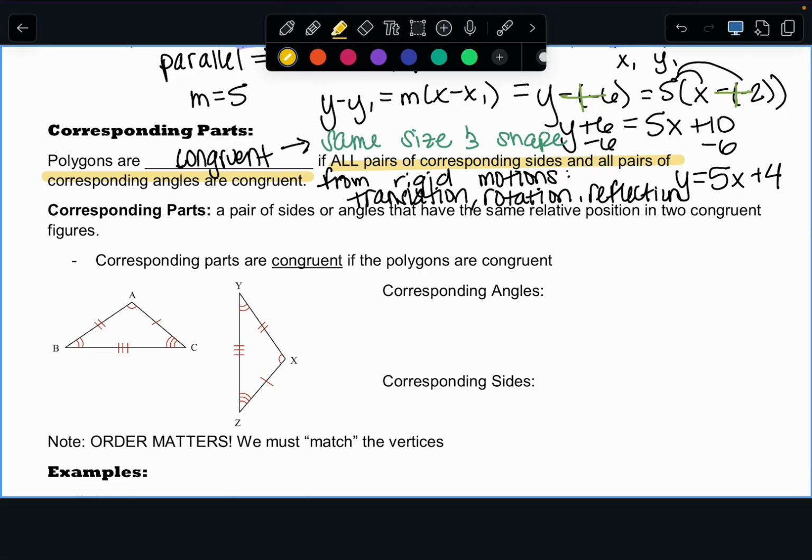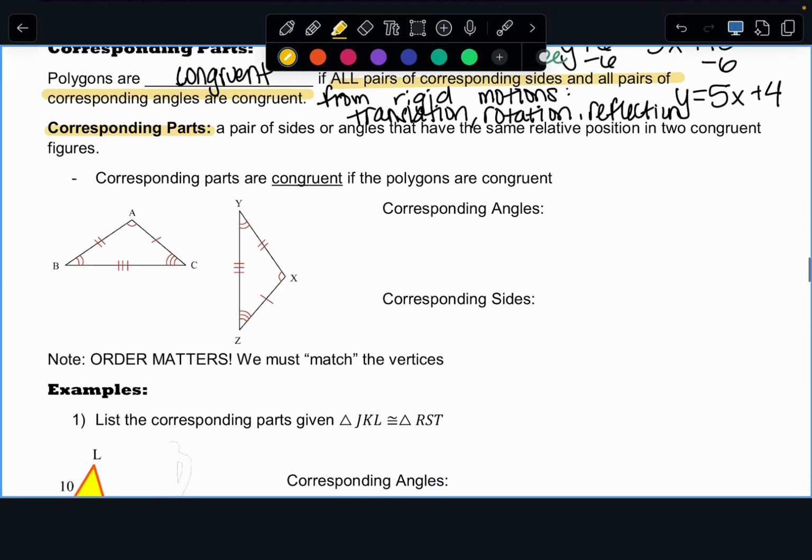angle measure or side length. But sometimes you're not given the squares nice and pretty, and this one might be turned. I'd focus, and you might have to figure out which pieces are corresponding. So that's what we're going to talk about, is how to figure out all of your corresponding sides and angles. You have to figure out what matches from one square or one triangle to the next. So that's what we call corresponding parts: the pairs of sides and angles that have the same relative position in your two congruent shapes.